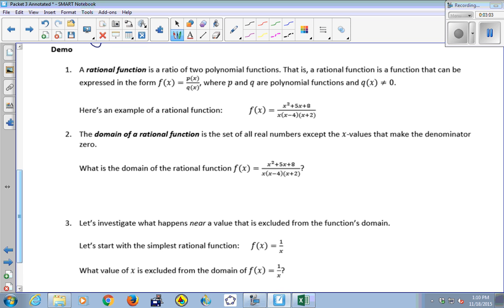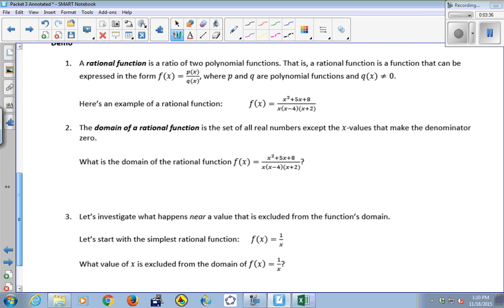We've got (x squared plus 5x plus 8) over x times (x minus 4) times (x plus 2). It's a polynomial on top, and a polynomial written in factored form on the bottom. The domain of a rational function is the set of all numbers except any x values that will make your denominator 0. That's the only thing I have to be careful about when I have fractions, making a denominator 0. So what values of x would make this denominator 0?